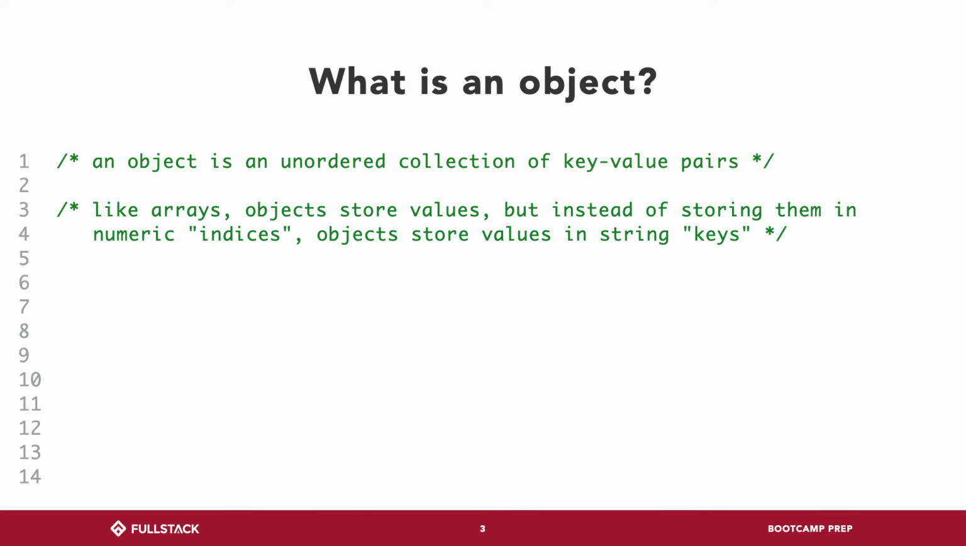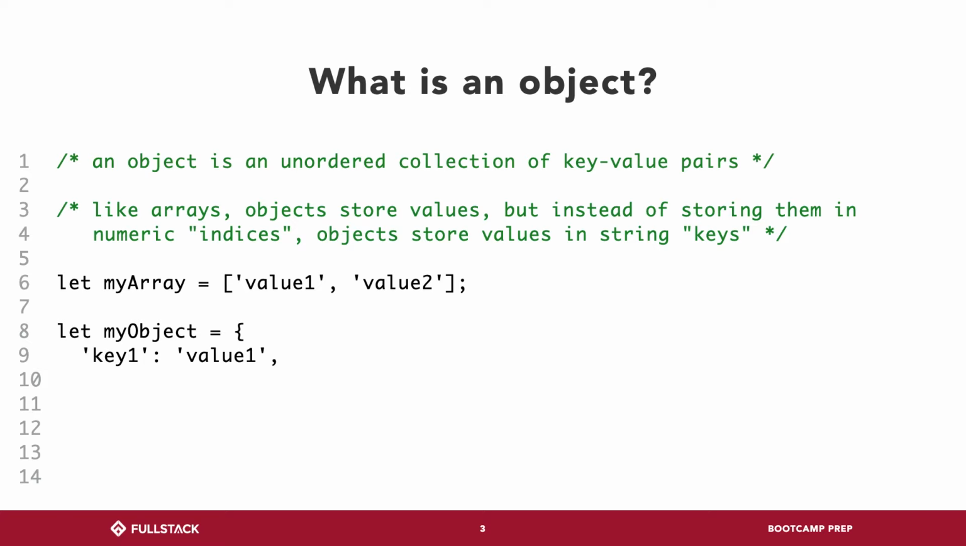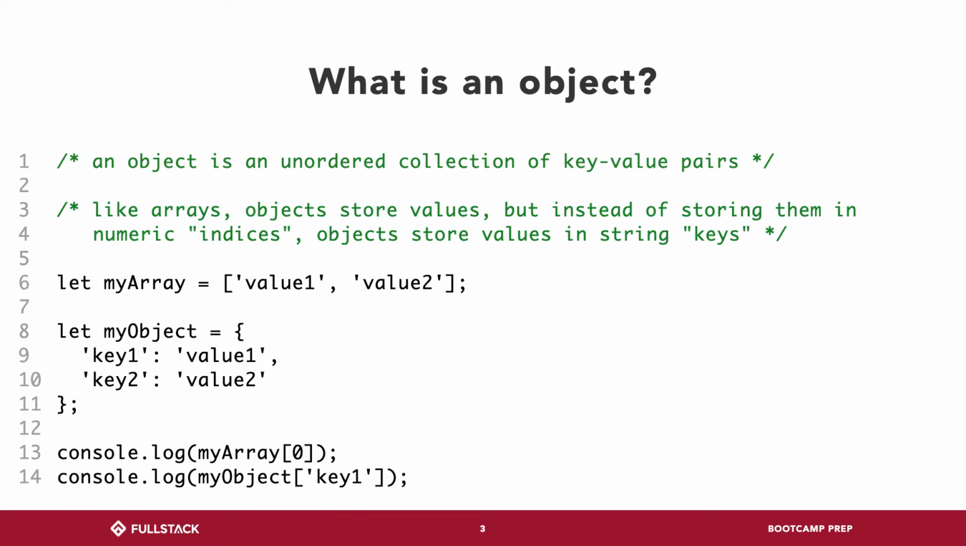So let myArray equal value 1, value 2, myObject: key 1 value 1, key 2 value 2. console.log myArray at 0, console.log myObject at key 1, you get value 1 every time. Right?